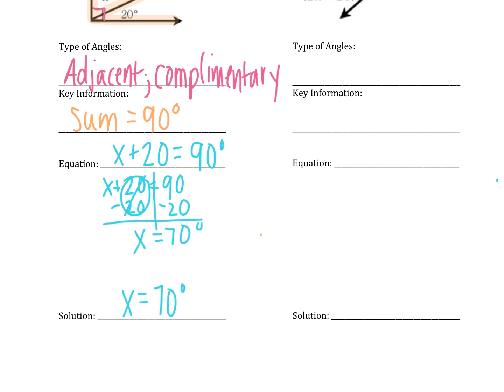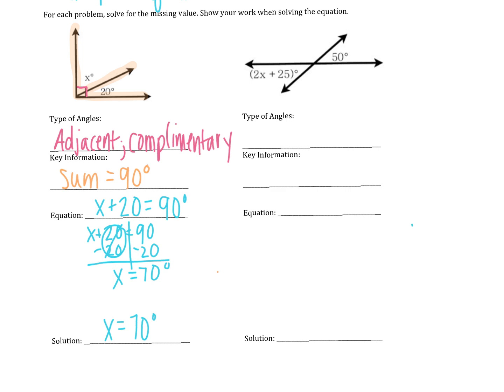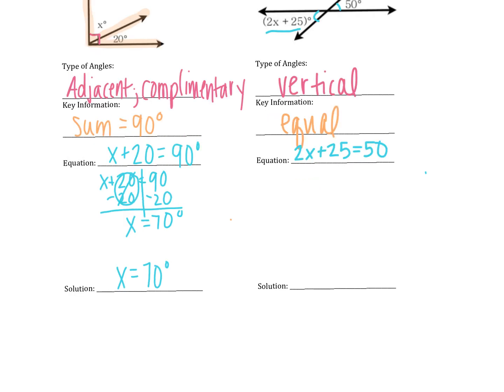Okay, now we're going to move on to example 2, which is a different type of angle. If I look at this, these angles are opposite each other, and that means they are vertical angles. The key piece of information that you need to know about vertical angles is that they are equal. So half of our equation is set up because we have this expression over here, and because these are equal, then I'm going to set my expression equal to 50. So 2x plus 25 equals 50. And now I'm just going to solve this 2-step equation.